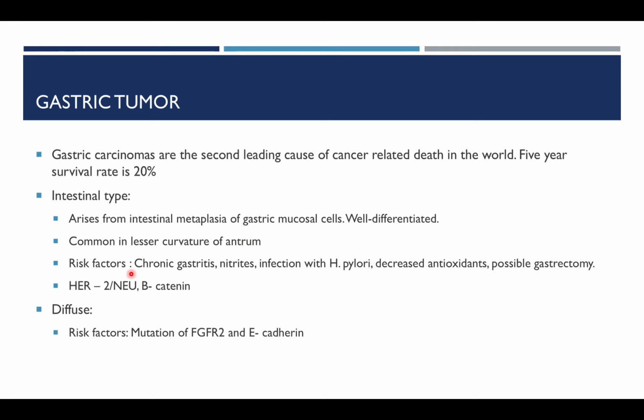There are many risk factors for intestinal metaplasia, as we discussed before, such as chronic gastritis. Along with that, there are also nitrites present in foods like smoked fish, infection with H. pylori, decreased antioxidants, which basically means a decrease in fruits and vegetables and a healthy diet, and even possibly gastrectomy can be a risk factor for gastric tumor. In terms of genetics, it can also be due to mutation of beta-catenin and HER2/neu. For the diffuse type, there are only genetic risk factors, specifically mutation of FGFR2 and E-cadherin.